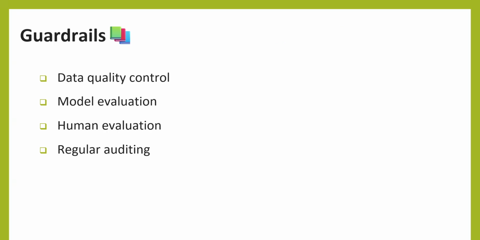Next, guardrails, which refers to the techniques and strategies used to prevent or mitigate the problems of hallucination, bias, and toxicity in natural language processing models. Some common guardrails include data quality control, which ensures that training data is high quality, diverse, and representative of the target population. Model evaluation means evaluating the model's performance on a variety of metrics including accuracy, fairness, and toxicity, or having human evaluators review and assess the model's output to ensure that it is accurate, fair, and safe. And finally, regular auditing of the model's performance and output to ensure that it is not hallucinating, biased, or toxic.